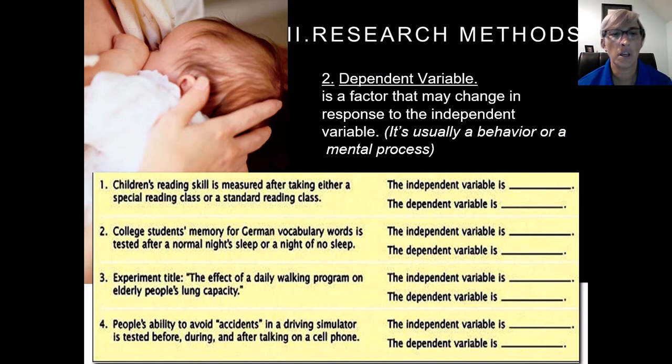And number 4, people's ability to avoid accidents in a driving simulator is tested before, during, and after talking on a cell phone. What is the independent variable and what is the dependent variable? Write those down in your notes and then we'll check them out when we get to class.